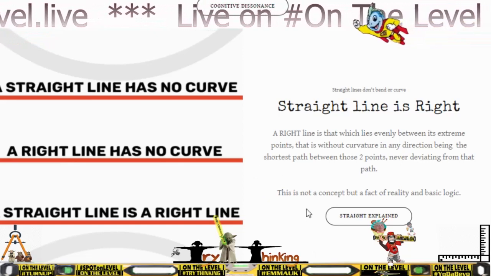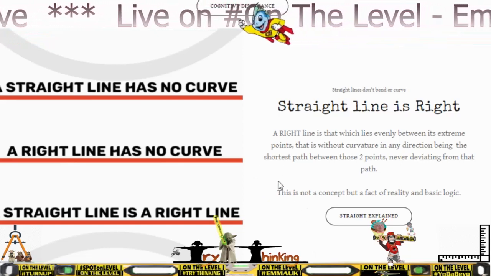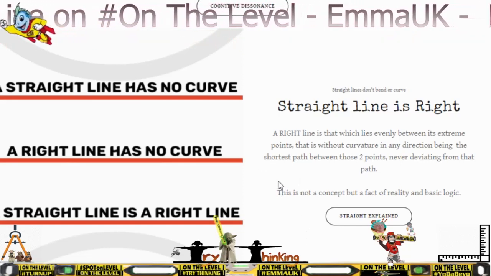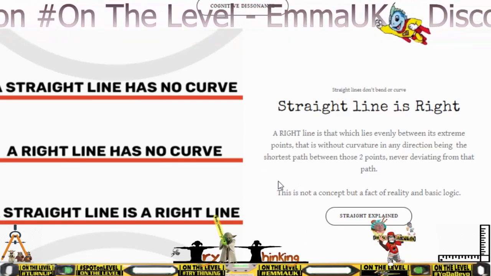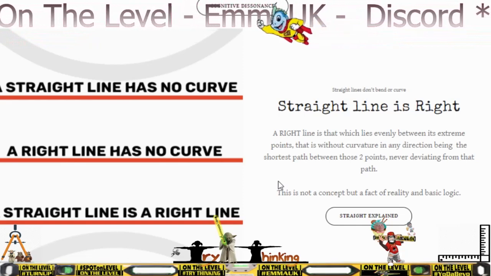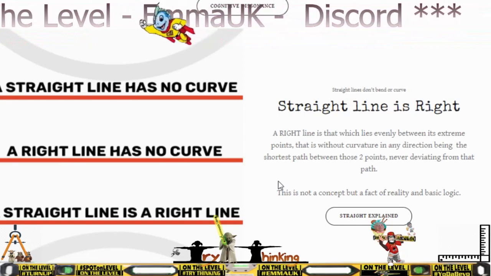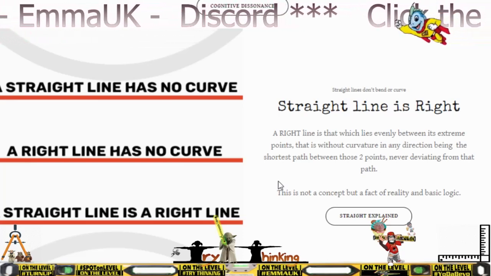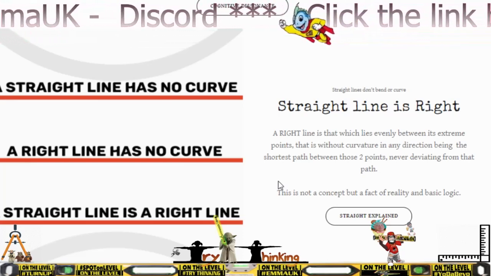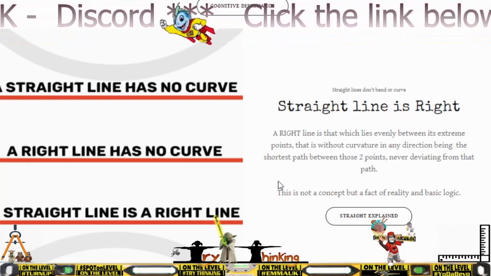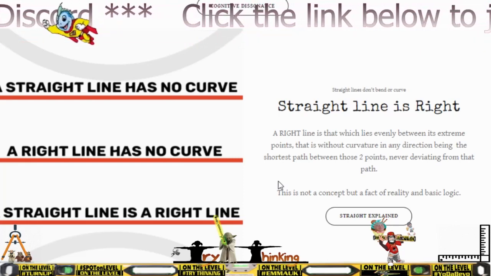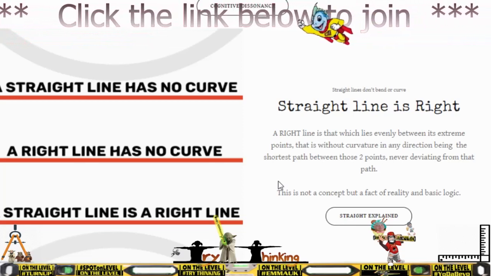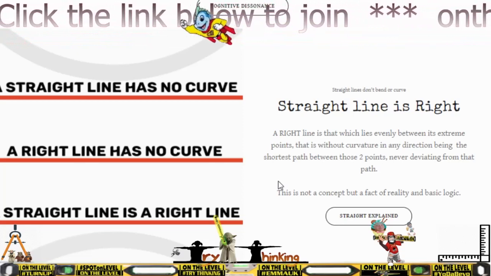Okay, right, well, here we go then. Step 1. A straight line is a right line with zero curvature, right? I'll read the definition that we've got here. A right line is that which lies evenly between its extreme points, that is, without curvature in any direction, being the shortest path between those two points, never deviating from that path.